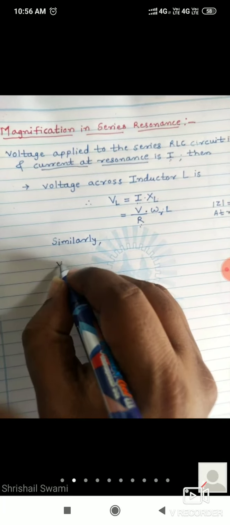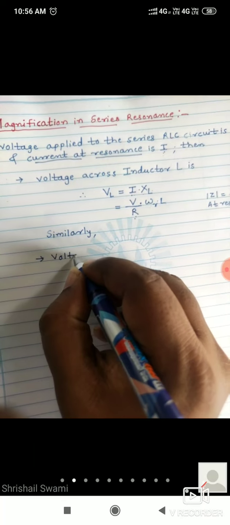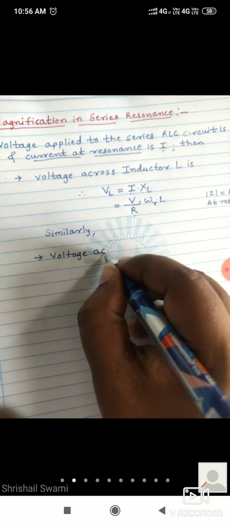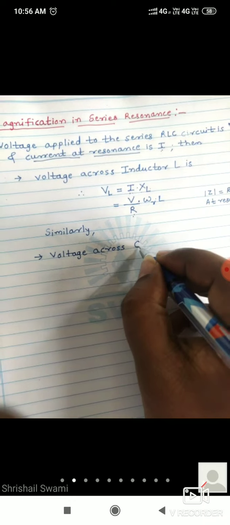Similarly, the voltage across the capacitor C, denoted as VC, is equal to I into XC. I remains the same, that is V divided by R, and XC is nothing but 1 upon omega r into C. Now, what is the quality factor equation?